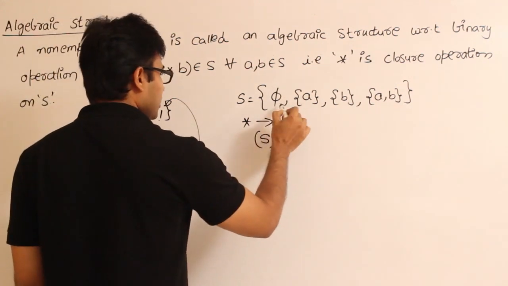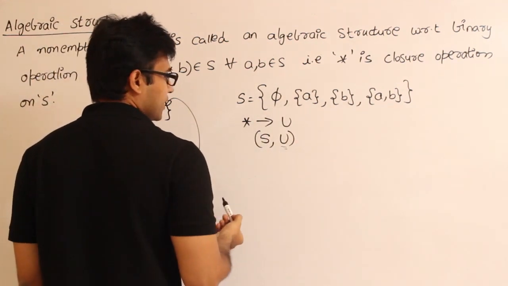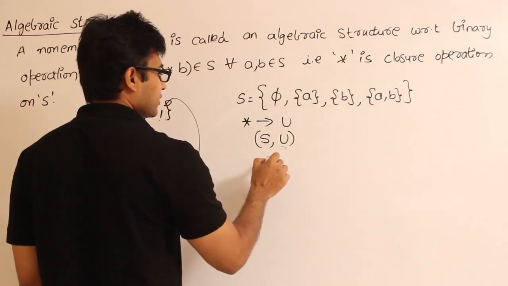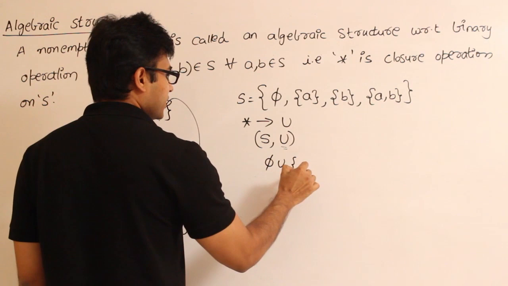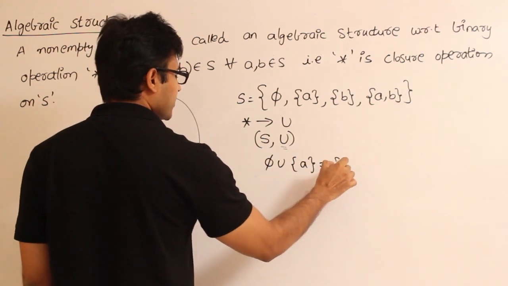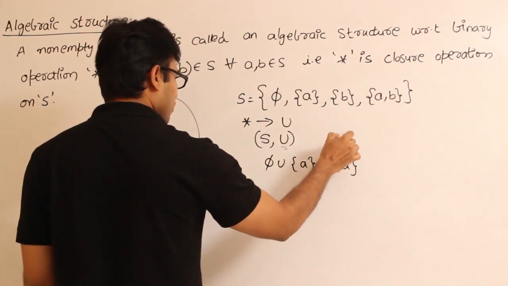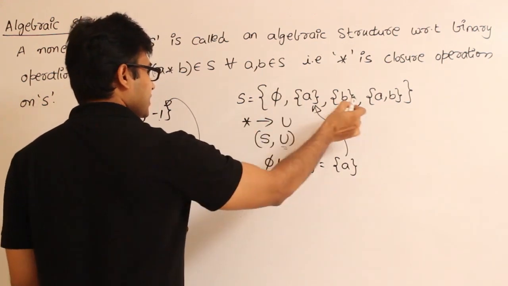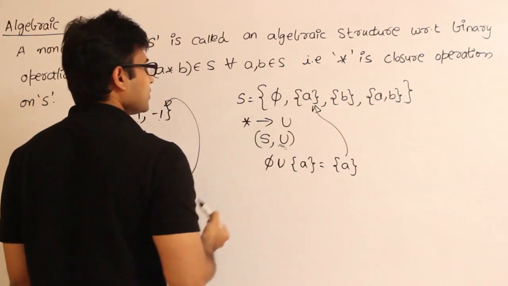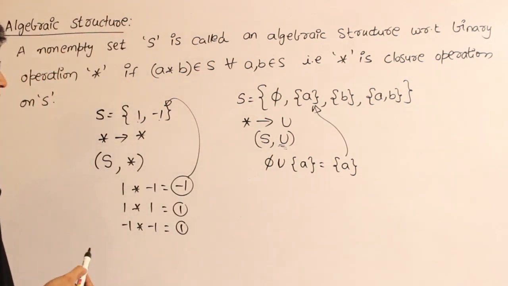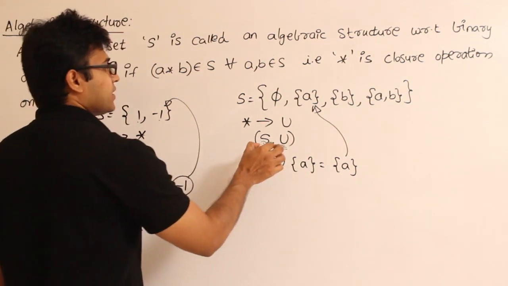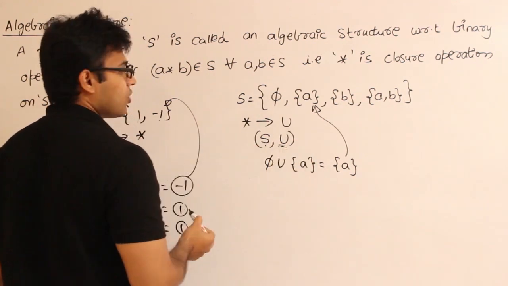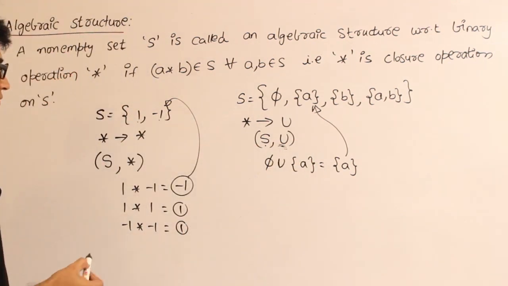So let's see this. You can take any two elements and if you apply union, definitely the result is going to fall in the same set. You can try with anything. If I take 5 union A, the result is going to be A itself, and the result falls in the same set. That is why this particular set is closed under the operation union, right? Therefore we can say that this particular set is an algebraic structure with respect to the operation union, right?